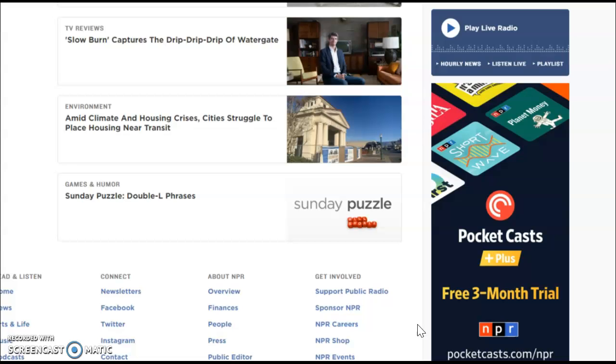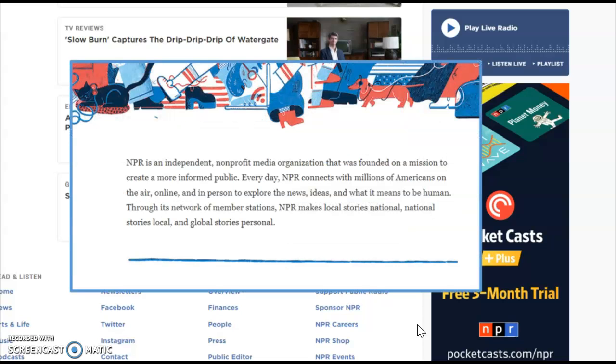Next up, we want to take a look at who our publisher is, or who our content creator is. Where is this information coming from? So if I'm out on the website of NPR, what I'm going to do is look for an About section, right? And in this instance for NPR, there is an overview. So I'm going to take a look at that to figure out what they're all about.